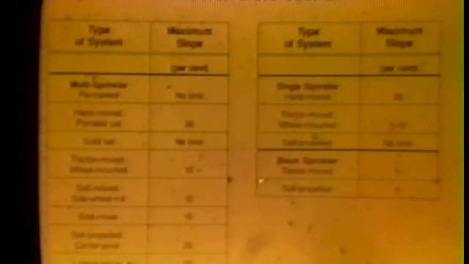The slope of the land the farmer plans to irrigate can affect how satisfactorily the sprinkler system operates. Land that has a slope of less than 5% can use any type of sprinkler system you choose. Land that has slopes of approximately 5% or more may have problems with the multi-sprinkler, tractor move systems, and side wheel roll and side move systems.